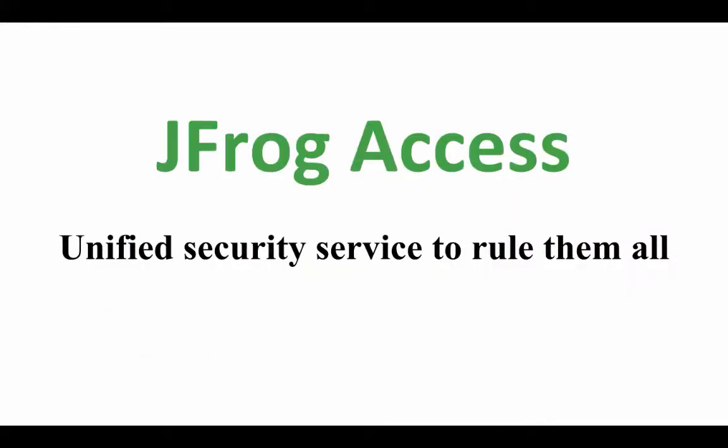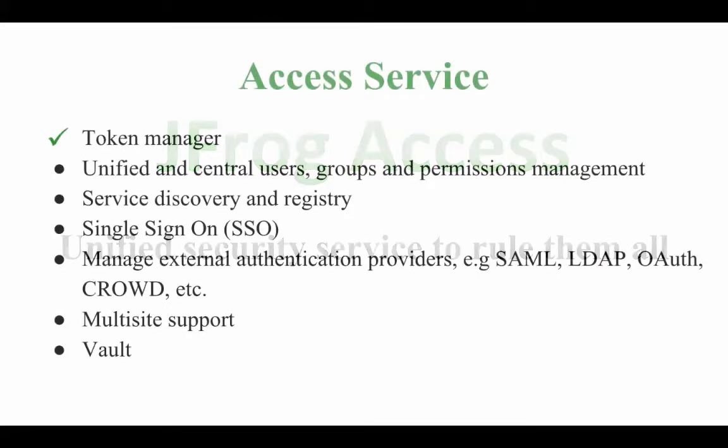Well, the very first thing, pretty much everybody's excited across the globe about JFrog Access. Now, what is Access all about? As you can see, it's a unified security service to rule them all. And when we say to rule them all, it's basically to use everything which is associated with Artifactory. In terms of technical specifications, Access Service is a token manager in which you can create the tokens. And these tokens are unified in terms of the users, groups, and permission management. You can also do the service discovery and registry. And essentially, it would just behave as a single sign-on kind of thing.